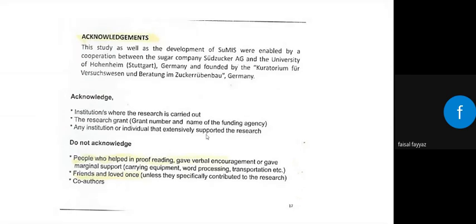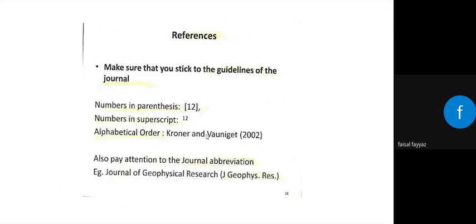So try to avoid, never ever try to acknowledge any individual or person who is not directly related to that research. It's better to always acknowledge those institutions or organizations who are directly linked to this specific research or this field. So it will be better for your research.